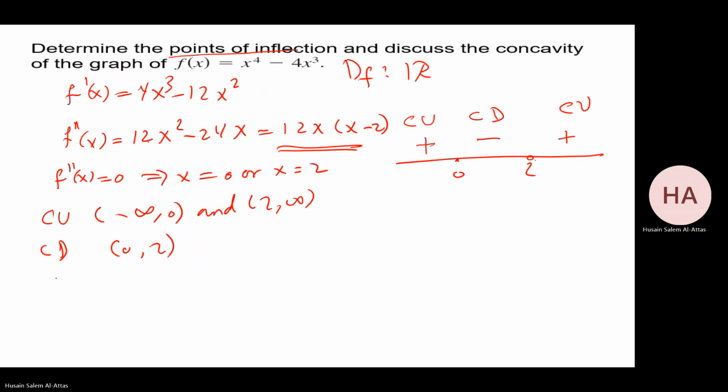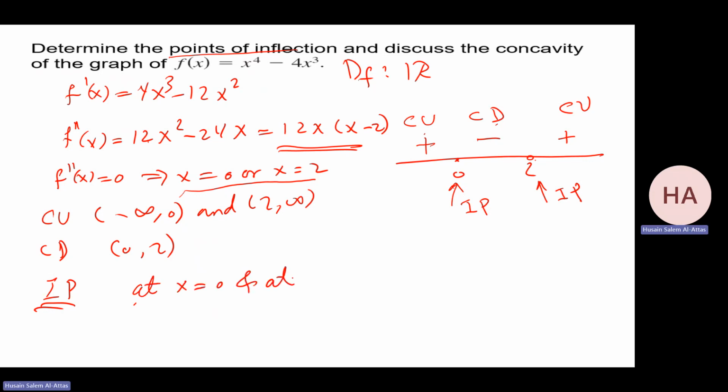Okay. Do you have an inflection point? Inflection point comes from where? It comes from f double prime equal to 0, and there is a change of concavity. Yes, there is a change here. So I have an inflection point here. And there is a change here, down to up, and up to down. So also there's an inflection point here. So inflection points at x equals 0 and at x equals 2.